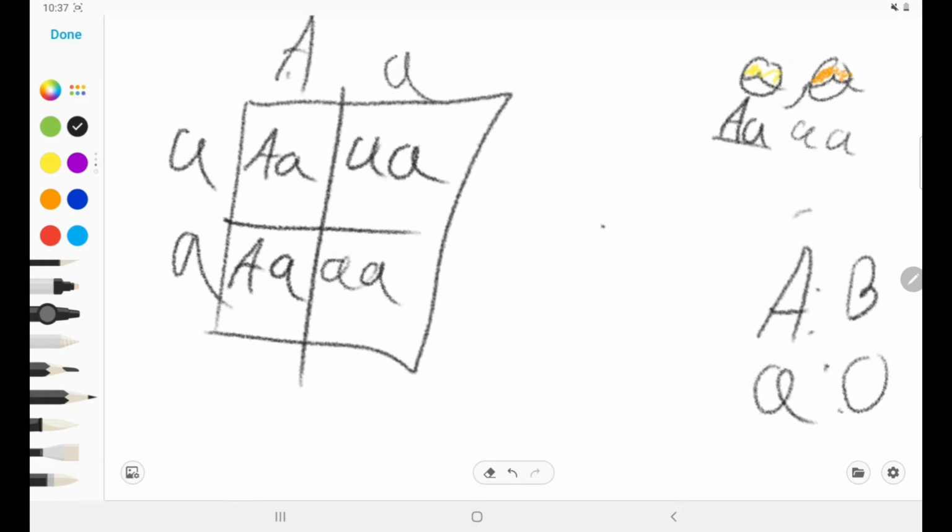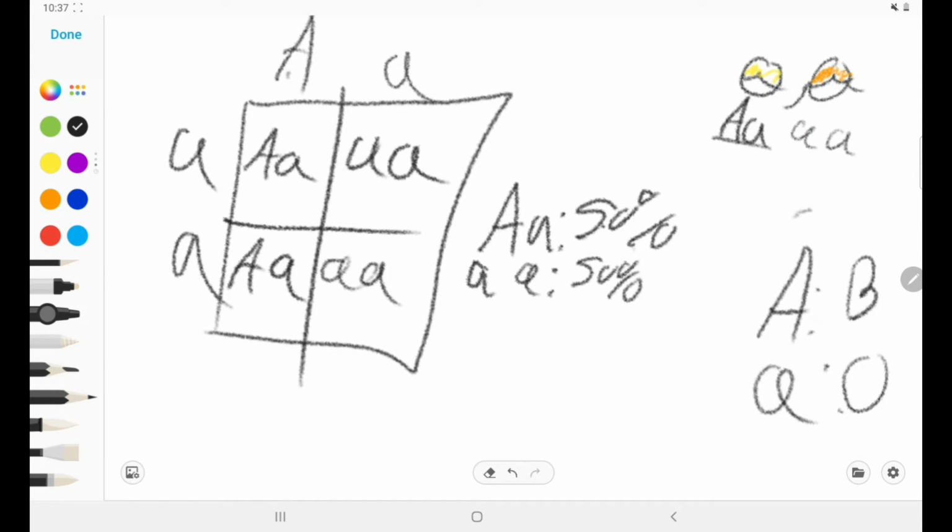So there'll be a 50% chance on both sides. They'll have a 50% chance of having capital A, lowercase a. And they'll have a 50% chance of having lowercase a, lowercase a. So 50% and 50%.